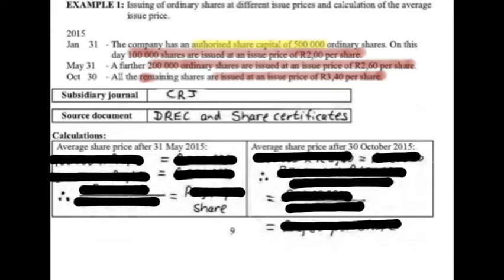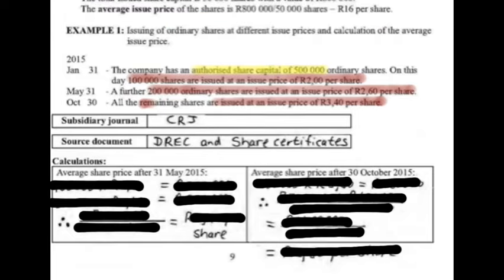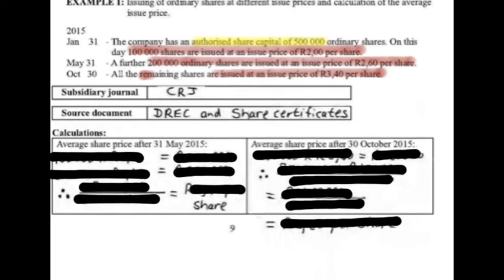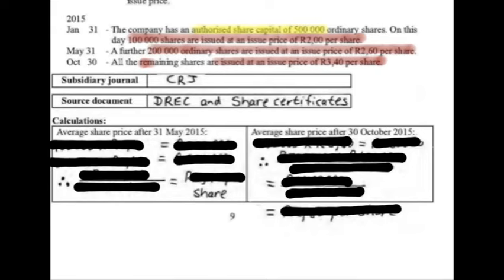What is the average share price after the 31st of May? So remember, to work out average share price, you need to have the share capital amount as well as the number of shares. So let's go and look on the 31st of May, what is our share capital amount? In other words, we issued 100,000 shares at R2. That gives us 200,000 Rand.